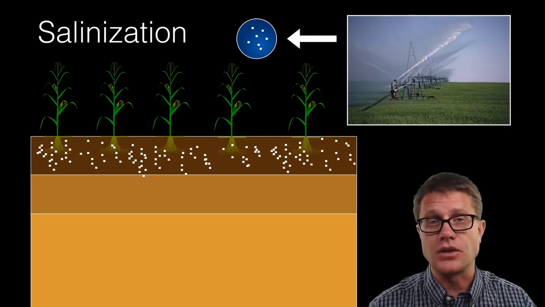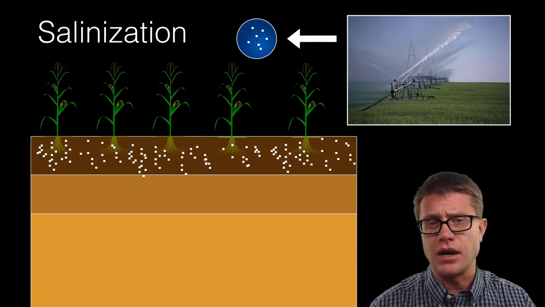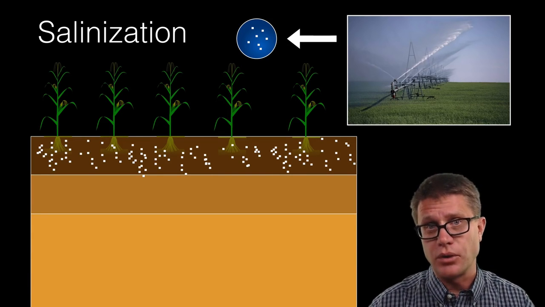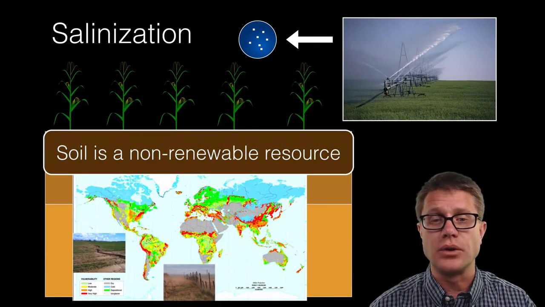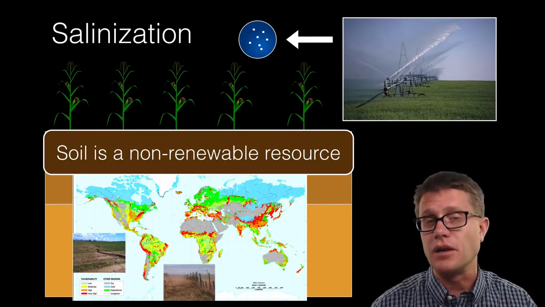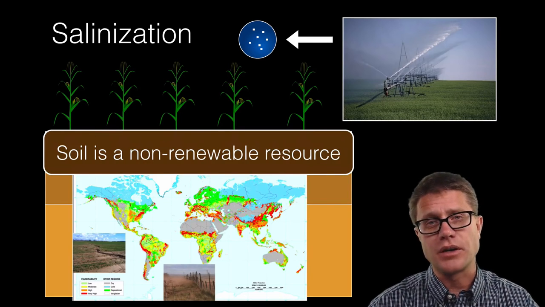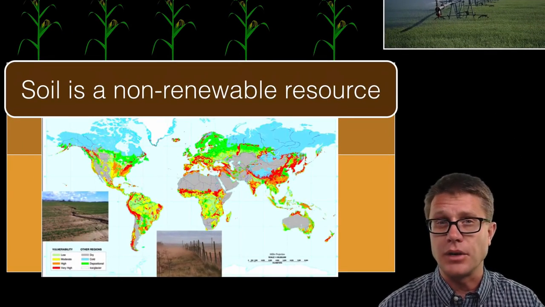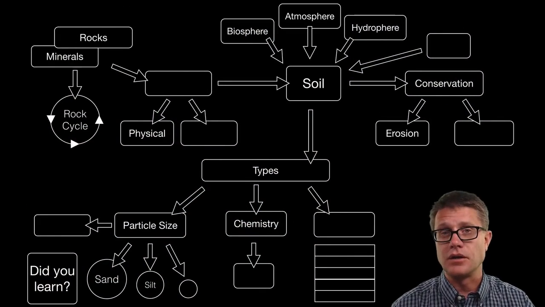And so how can we solve this problem? We could flush it out with fresh water. We could change the type of crops we have, maybe get more salt tolerant crops, or we could use crops that have bigger roots so they can push that salt farther down. But you can see what I'm getting at. It's this idea that soil is a non-renewable resource. It takes a long time to form, and it's really hard to balance the proper chemistry and particle size in the soil. And this map shows us areas on our planet where soil loss is vulnerable. And so it's important that we conserve our soil.